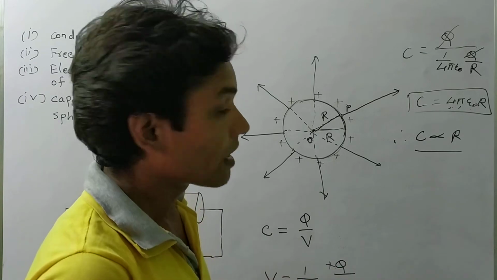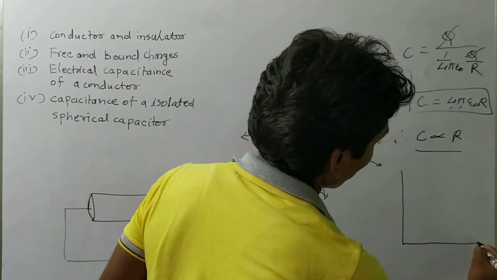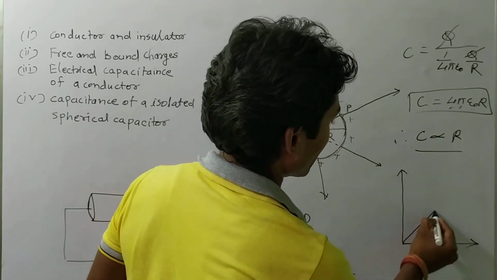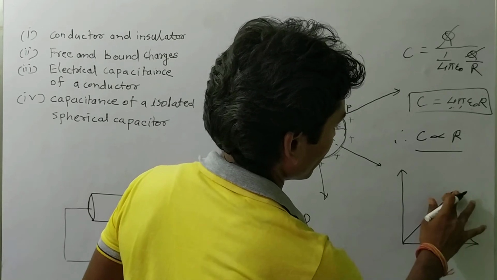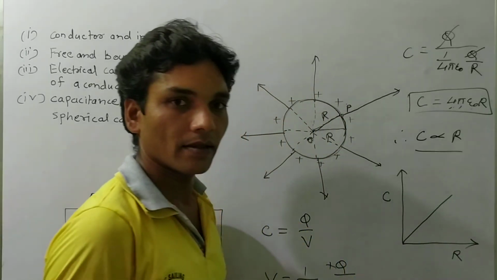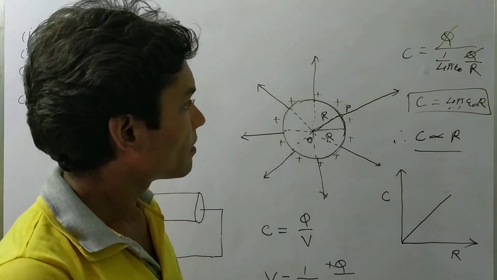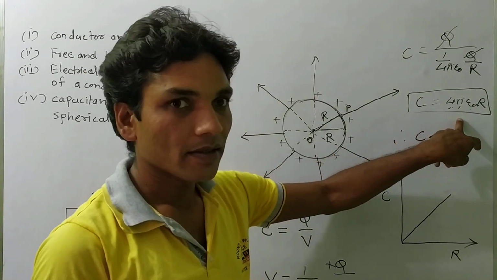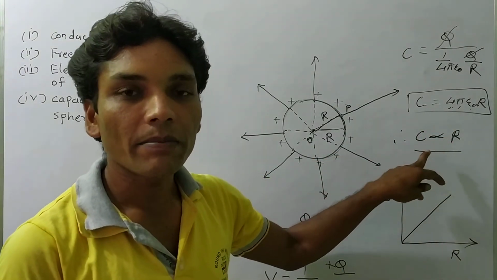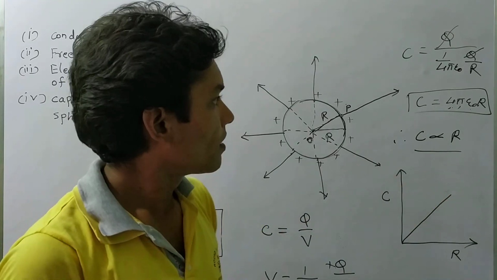That's why the graph between R and C will be like that. Here R and here C. Okay, this is the graph between radius and capacitance of the spherical conductor.